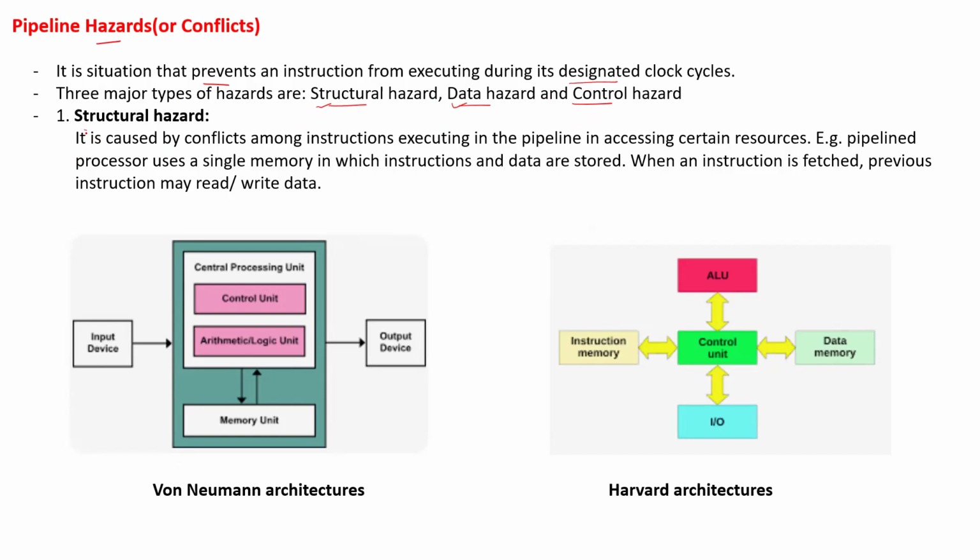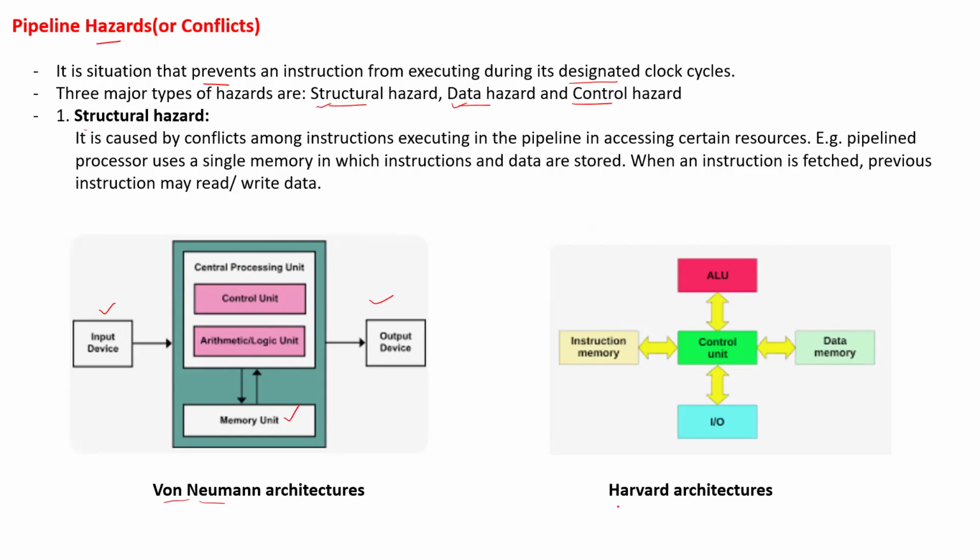This hazard occurs due to the available structure, the available infrastructure. Like, if you want to do some research and the laboratory is not available, that is called a structural hazard. Here we have two architectures. One is the von Neumann architecture. In this architecture, we have a single memory unit, which serves the data as well as the instructions.